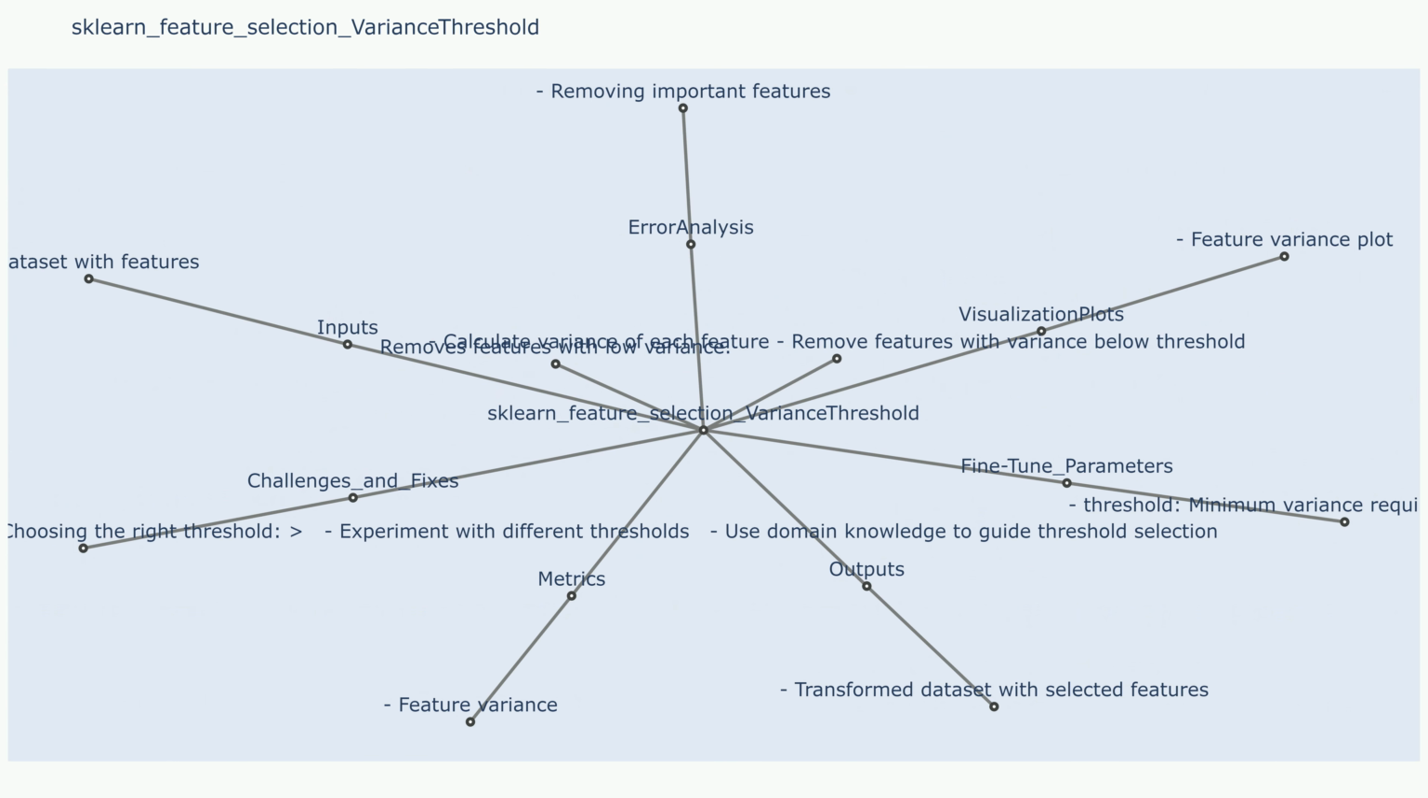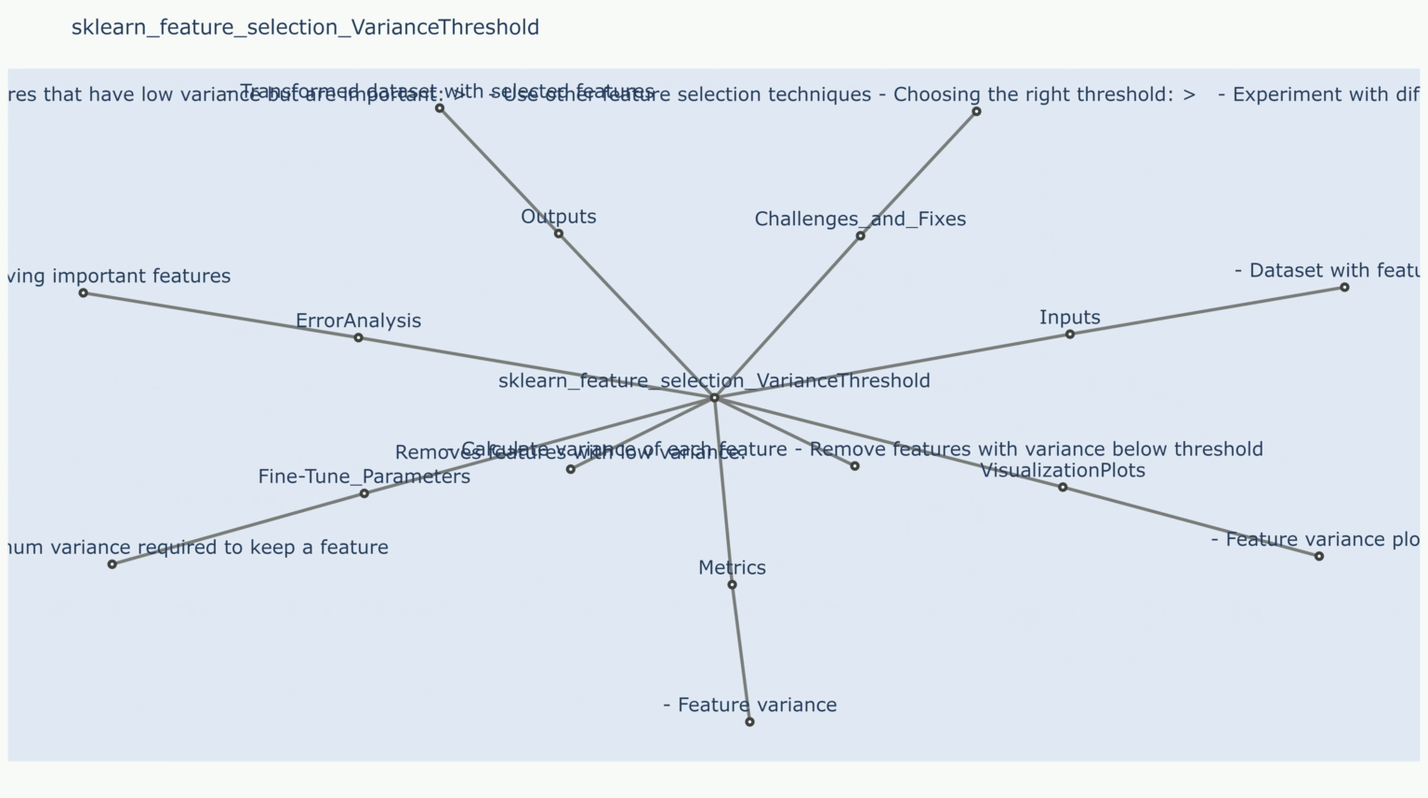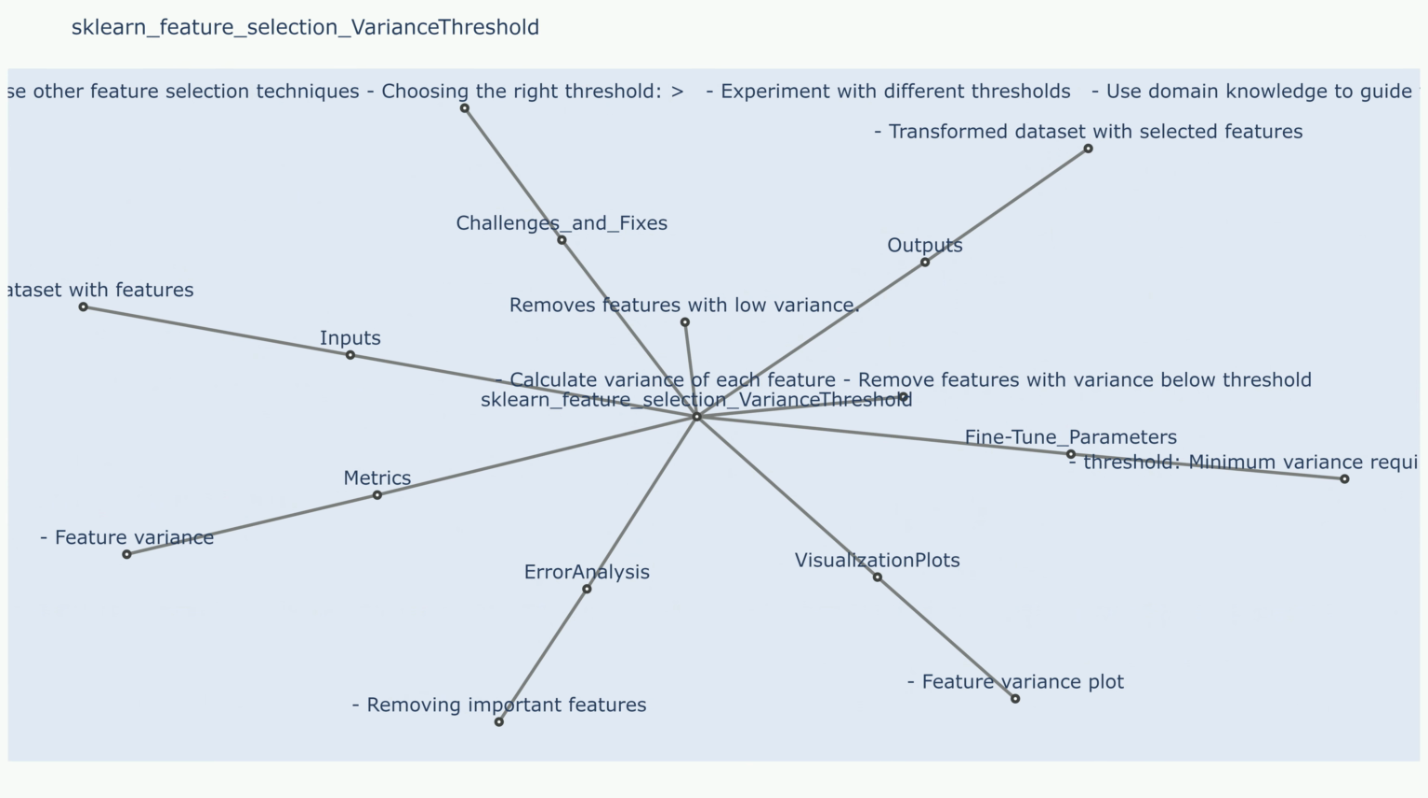Uncertainty methods. Variance threshold is a deterministic method and doesn't inherently address uncertainty. However, the choice of the threshold itself can introduce uncertainty. Challenges and fixes. Challenge 1. Choosing the right threshold. Selecting a threshold that is too low might retain features that offer little predictive value, leading to overfitting. A threshold that is too high might remove valuable features, leading to underfitting.